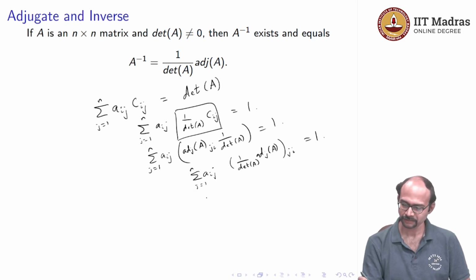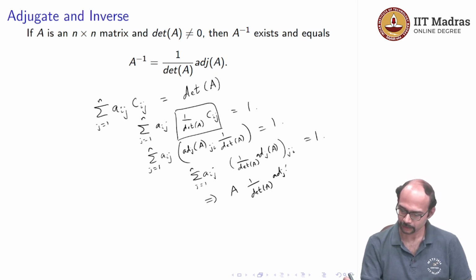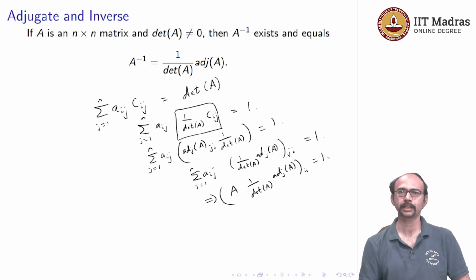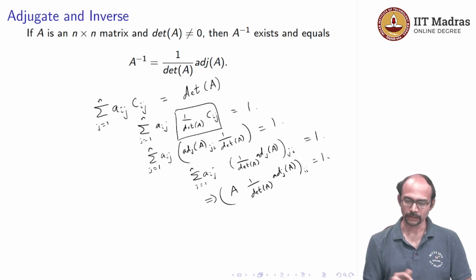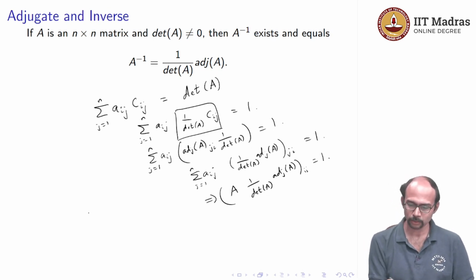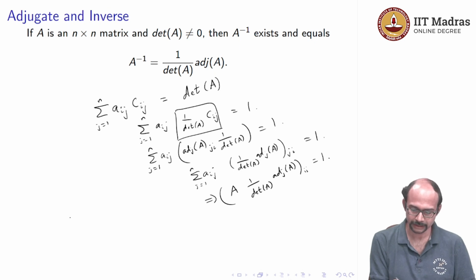This means that if you take the ith entry of the matrix A times 1 by determinant of A times adjugate of A, then the ith entry is 1. Okay, the diagonal entry is 1. Now we can ask what happens to entries which are not on the diagonal.